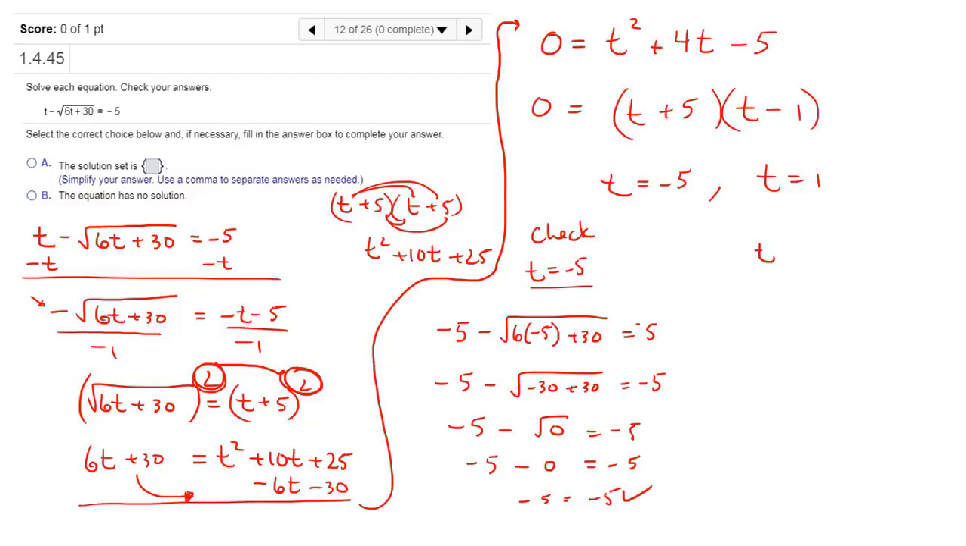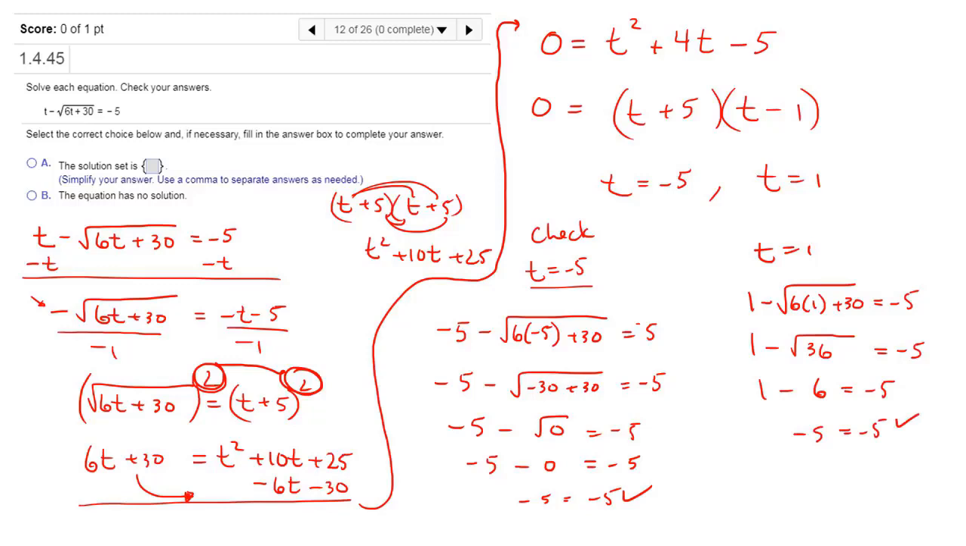Let's check 1. Let's see if 1 works. 1 minus the square root of 6 times 1 plus 30. Will that give me a negative 5? Let's see. 6 times 1 is 6 plus 30 would be 36. And the square root of 36 is 6. And 1 minus 6 is a negative 5. Oh, that's so cool. So in this case, both worked. So what you're going to write inside here, you're going to write negative 5, comma 1. Those are the ones that worked.